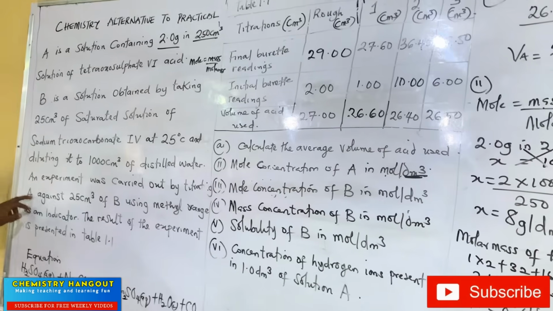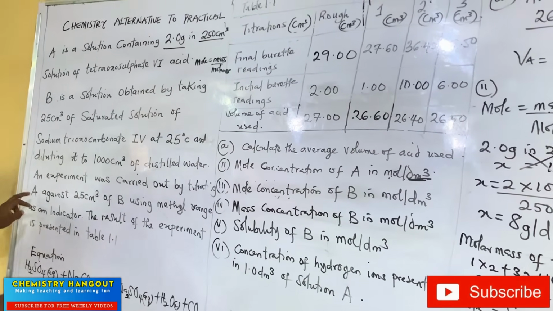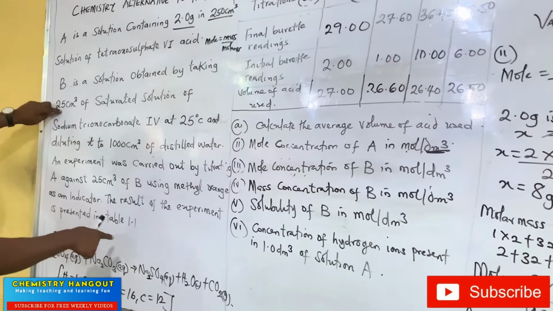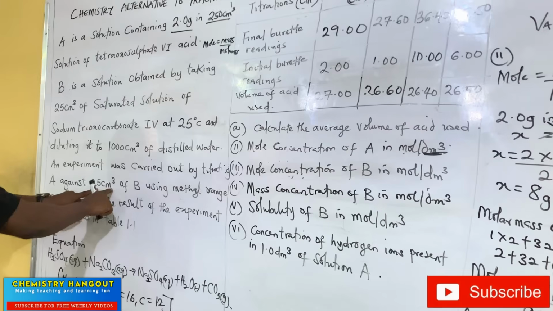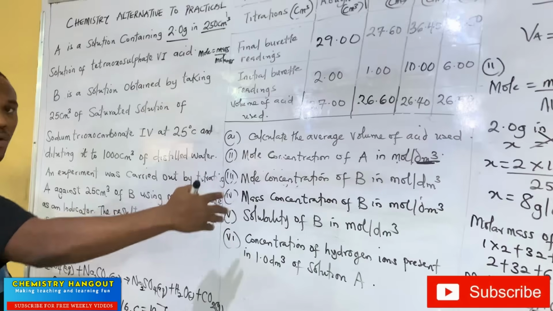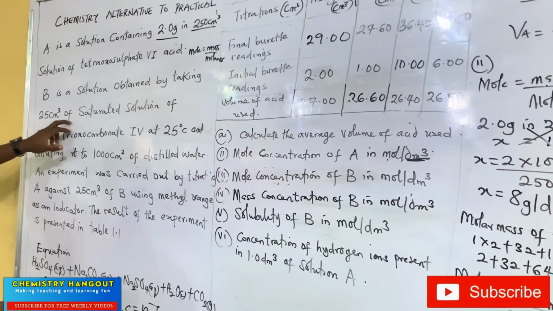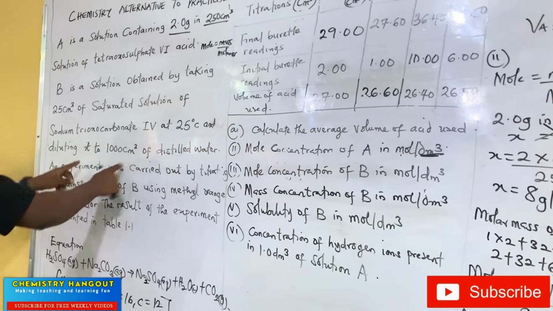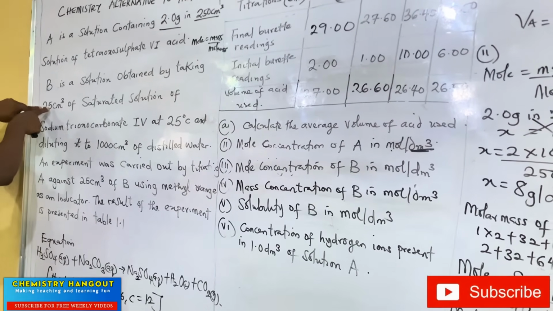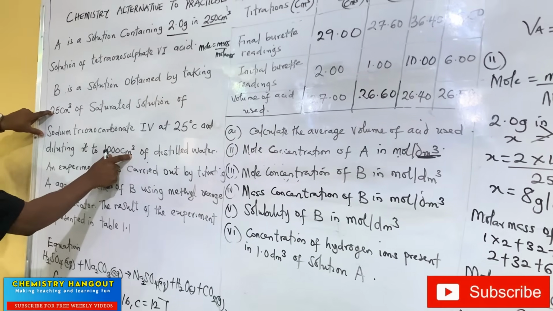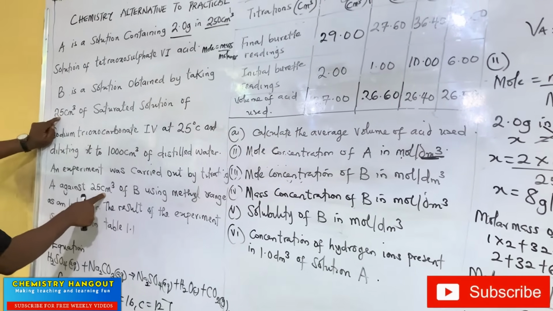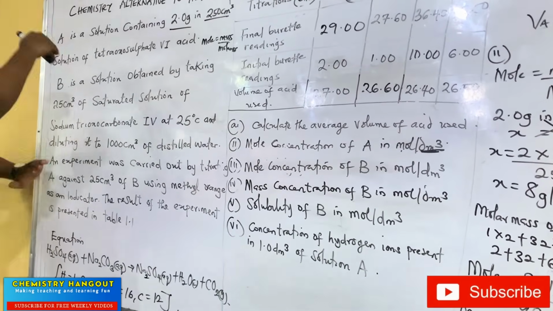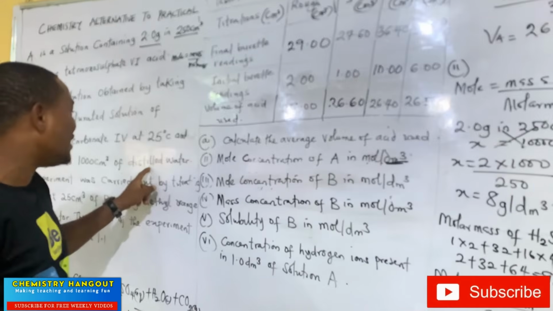Let's go. They said an experiment was carried out by titrating A against 25 centimeter cube of B. The volume of this 25 is different from this 25. This is the volume of the pipette, but this is the volume of the B they took. Do you understand that now? They said 25 centimeter cube of saturated solution. So out of the 1000 centimeter cube of B they prepared, they took this, and they now dissolve it in 1 dm cube. Do you understand? So this 25 is different from this 25. This one is the volume of the pipette. This one is the volume of the saturated solution taken. They now dilute it with 1 dm cube of water.